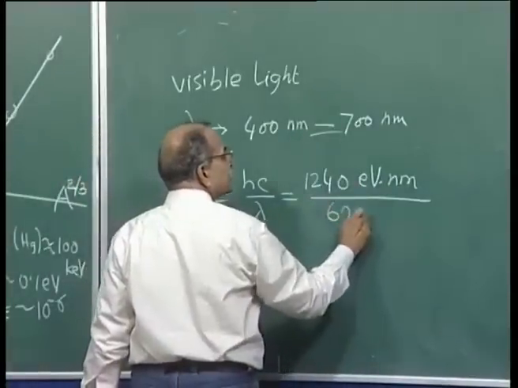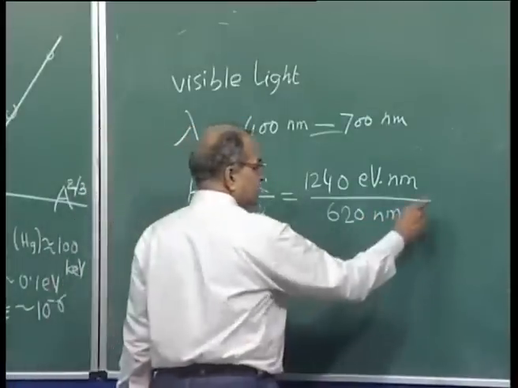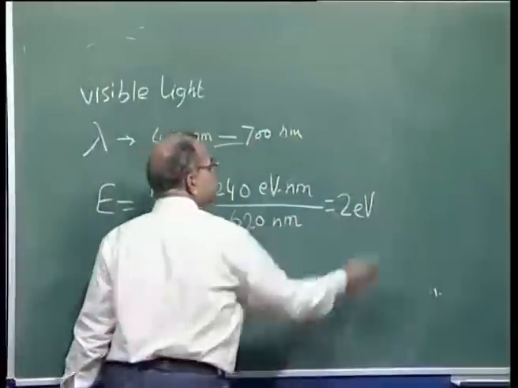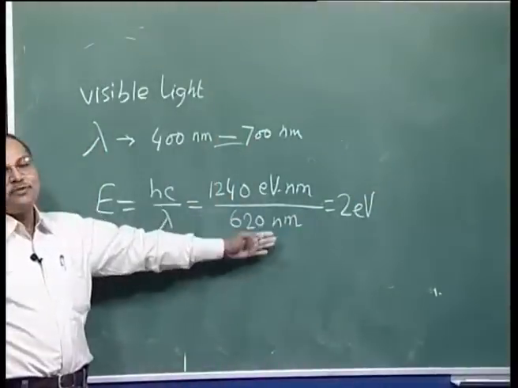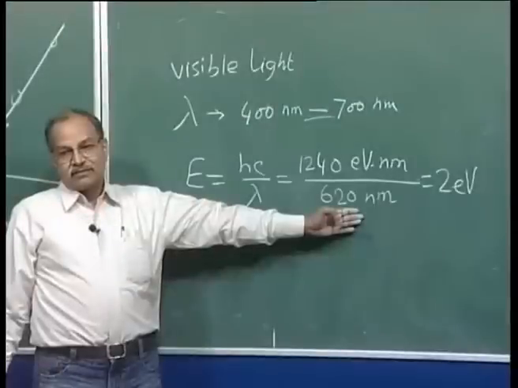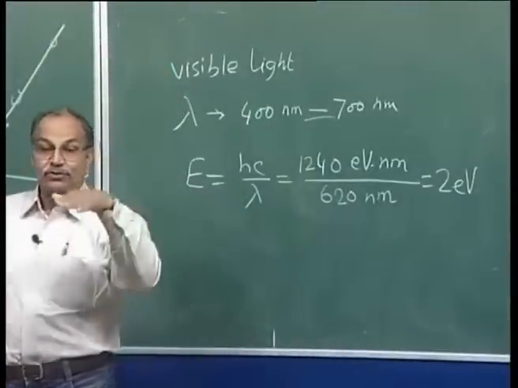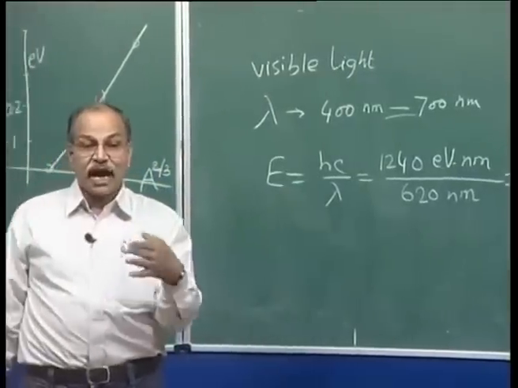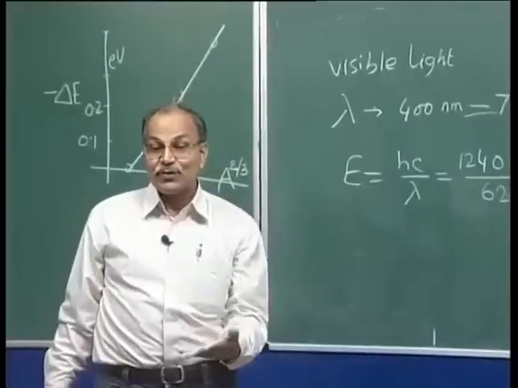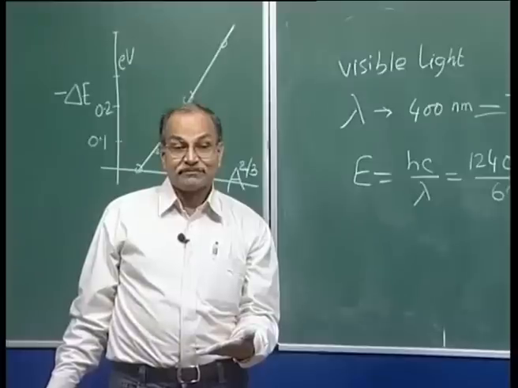So, 620 nm, take 620 nm. So, this will be 2 electron volts. Okay. So, visible light photons will be around electron volts. So, you have to go for much higher transition, not n equal to 2 to n equal to 1. Even for hydrogen, n equal to 2 to n equal to 1 will be the Lyman series, ultraviolet.